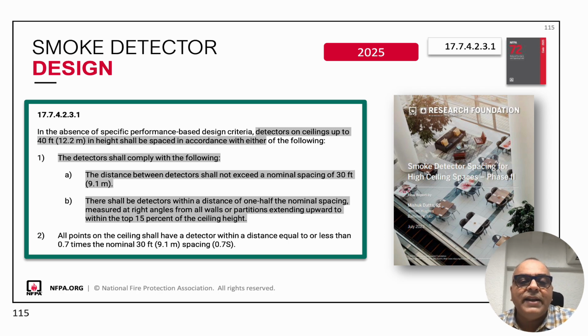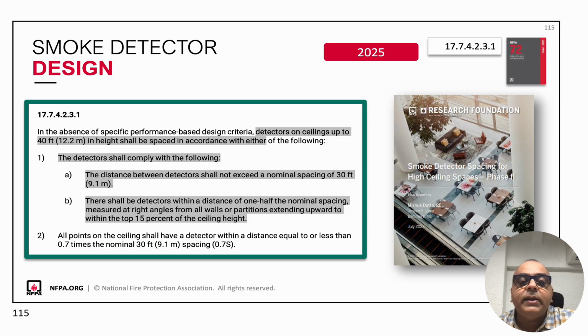Smoke detector design. We go to section 17.7.4.2.3.1. In the absence of specific performance-based design criteria, detectors on the ceiling up to 40 feet, that is 12.2 meters in height, shall be placed in accordance with either of the following. The distance between the detectors shall not exceed a nominal spacing of 30 feet, that is 9.1 meters.